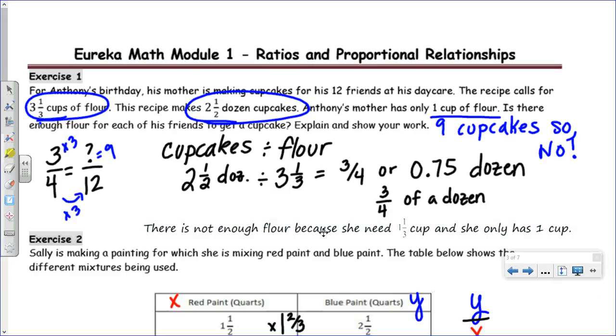There's another way you could figure it, which is to determine how much flour she would need for all of his friends. We did it this way, though, which is to say that she can only make 3/4 of a dozen, so no, she does not have enough.